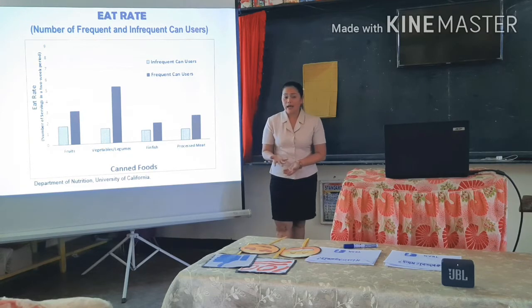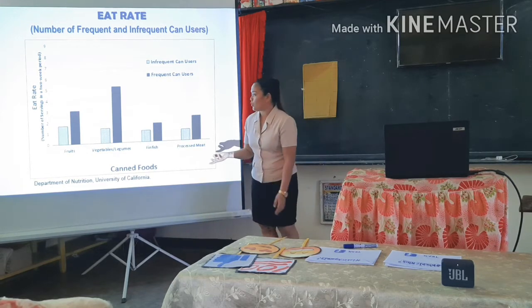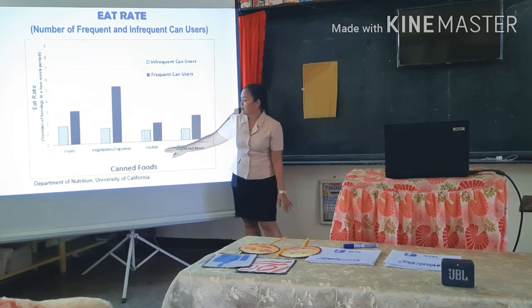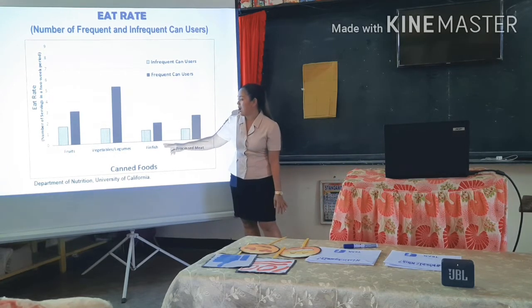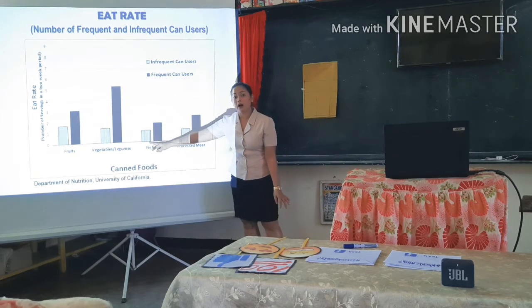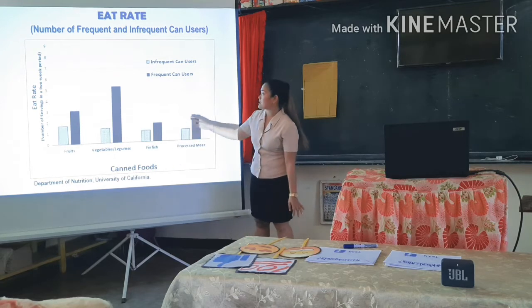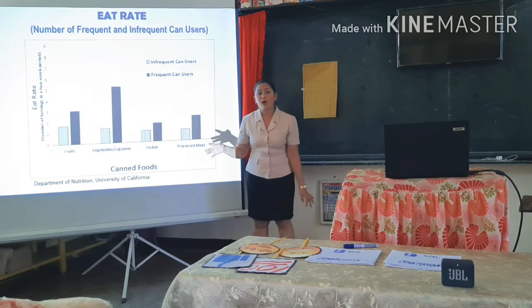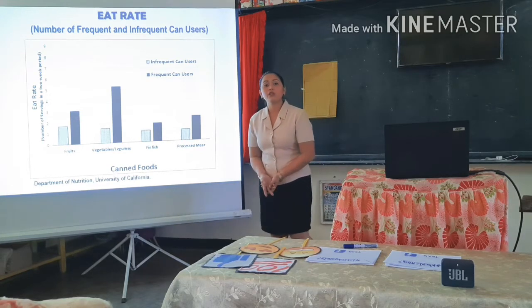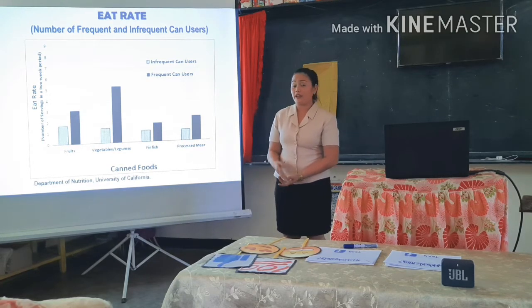Okay, to make it clear, I have to show you. So, this dark bar there is the frequent can users. Then this spotted bar there is the infrequent user. So now my question is, in a 2-week period, how many are frequent users of canned food, or canned fish rather?